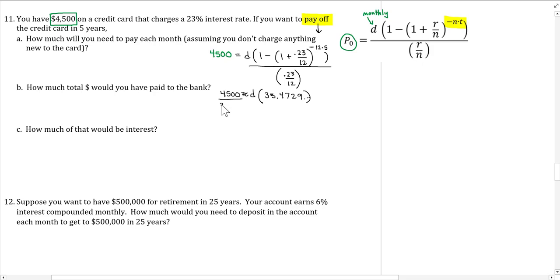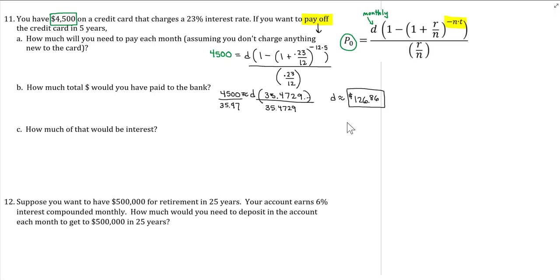So I'm just going to divide the 4,500 by that number. And I get an answer of $126.86 when I round it. Again, thinking about that, does it make sense? Yeah, I have 5 years that I'm paying it off, and I'm not really making a high payment, so 5 years to pay off 4,500 sounds about right.